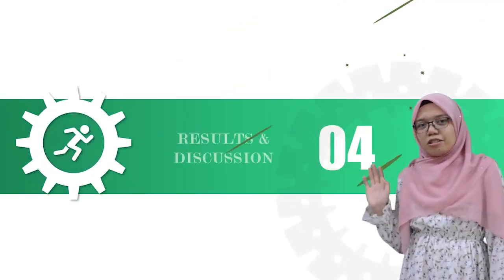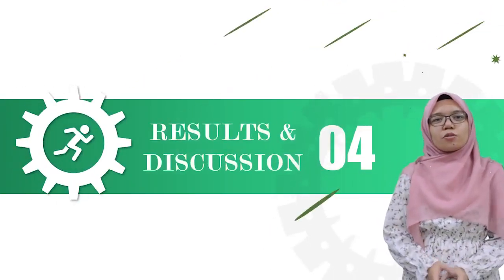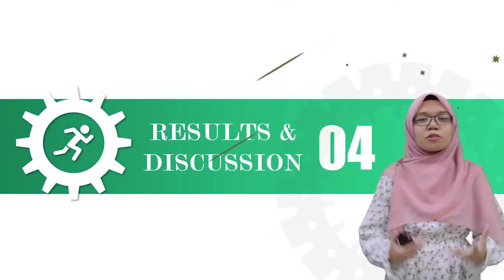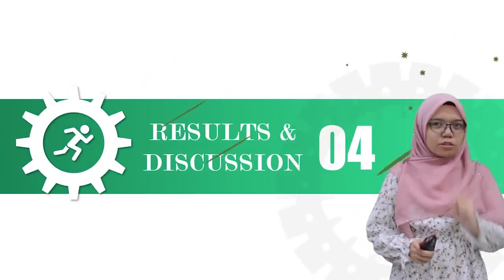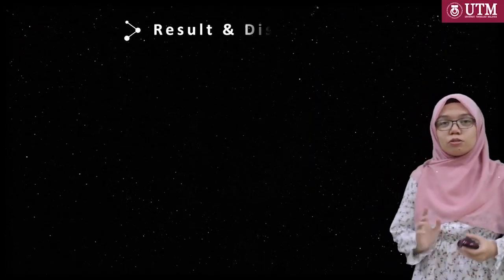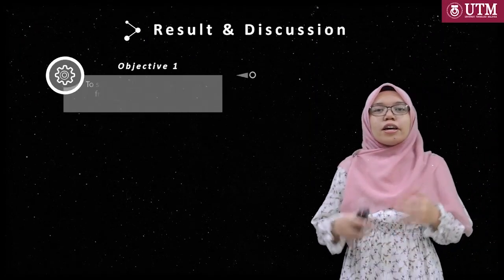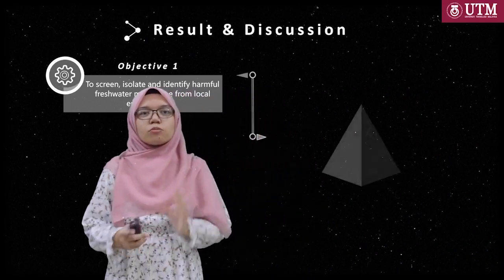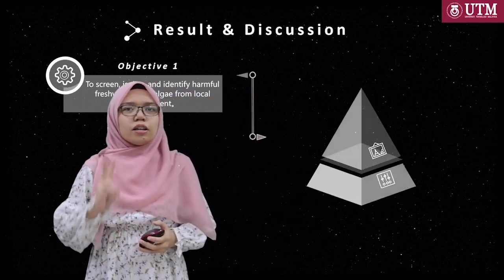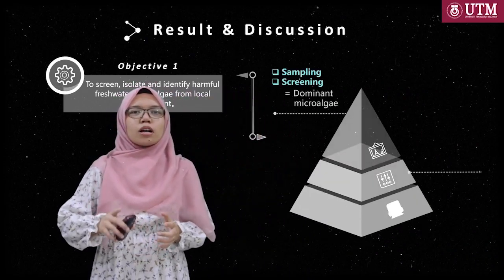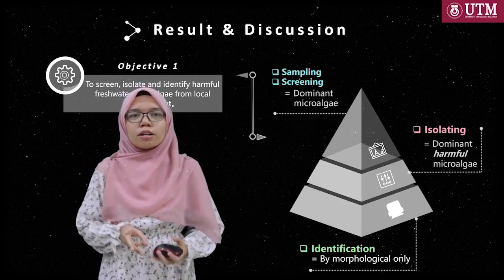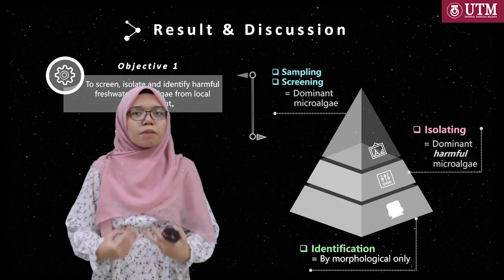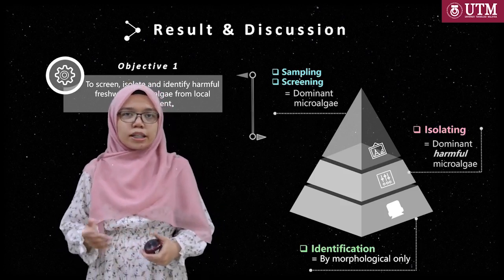In this part 4, results and discussion, I'm going to present the findings of my project in detail, starting with the results for the first objective. So, the first objective was further divided into 3 parts, which are: 1, sampling and screening; 2, isolating the selected dominant harmful microalgae; and lastly, identifying the isolated microalgae by comparing the morphology with an algae database.